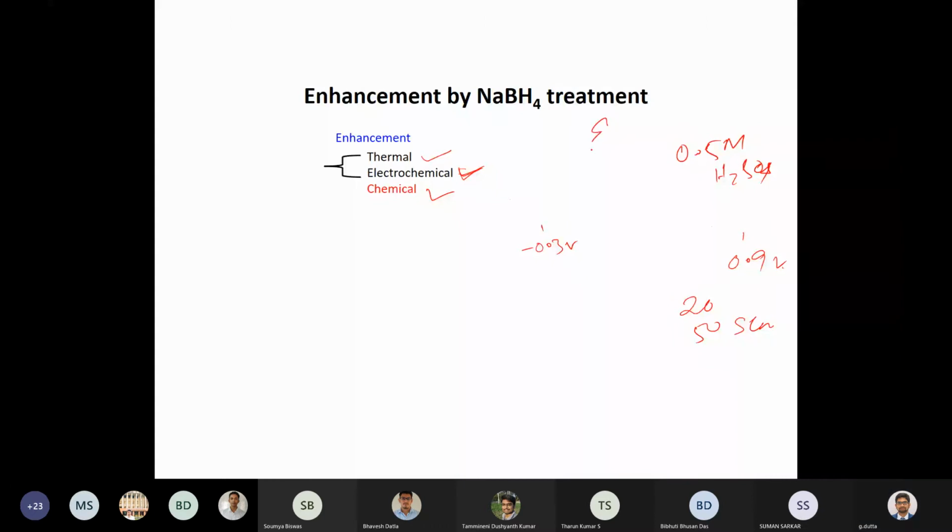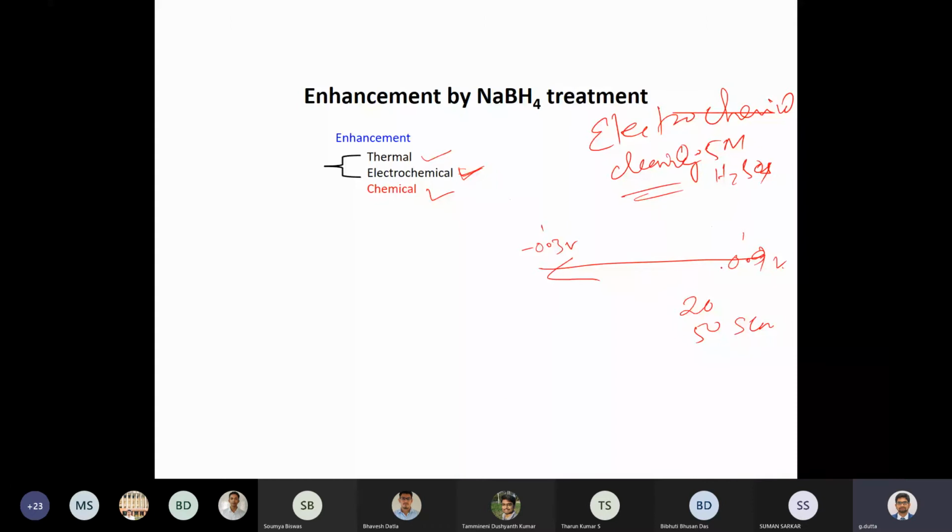So electrochemical cleaning means that within a few potential windows, you have to scan 20 times, 50 times, like this. That you can optimize also, meaning how many scans are better for the cleaning. That depends on the material. So this is called electrochemical. Like this way you can activate your surface. Chemical.